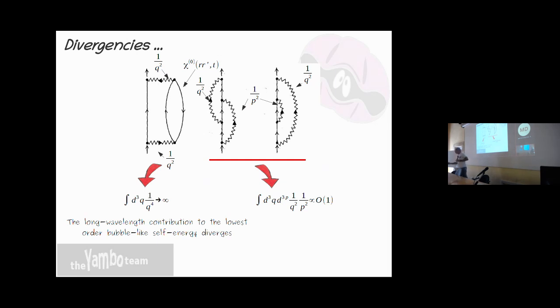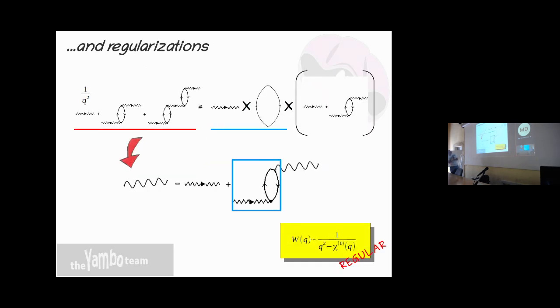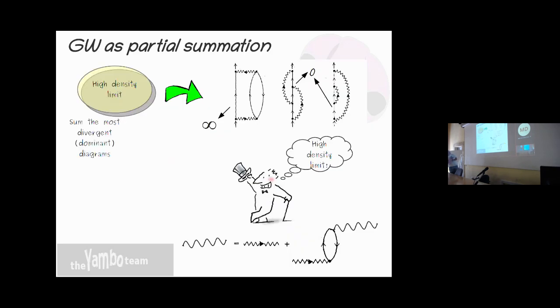Now, of course, I will tell you more. It's important that you keep in mind that in a piece of silicon, there are no divergent diagrams. In a piece of aluminum, or, I don't know, MgB2 or MoS2, the same. So when you go to realistic materials, the limits where GW is exact are not valid anymore. So you just know that the theory is exact in a limit that is not respected by realistic materials. So okay, you sum all the bubbles because every bubble gives a divergent contribution. If you sum all the bubbles and you define the screened interaction, from a diagrammatic point of view, you get something that is regular. So this means that the GW approximation is the sum of the most divergent, so dominant, diagrams in the high density limit. So this is the regime where GW is exact.